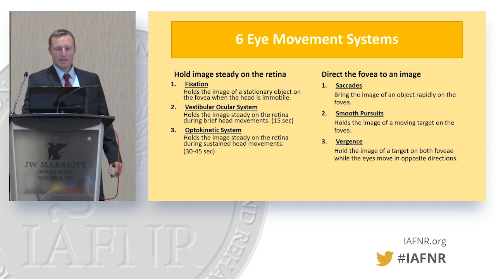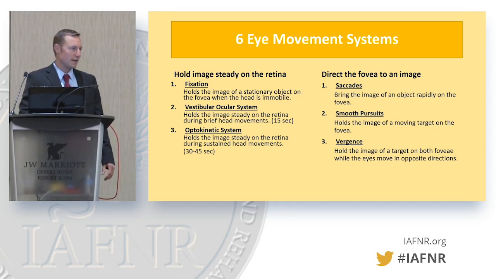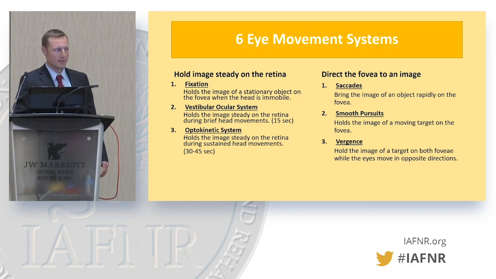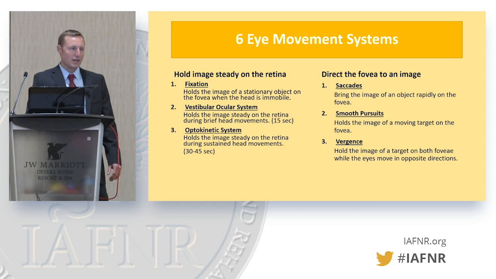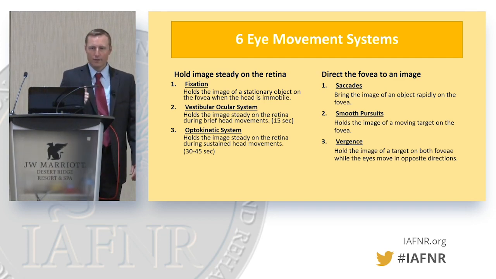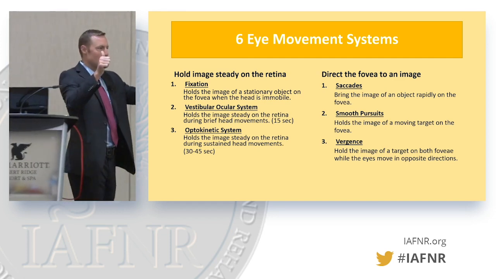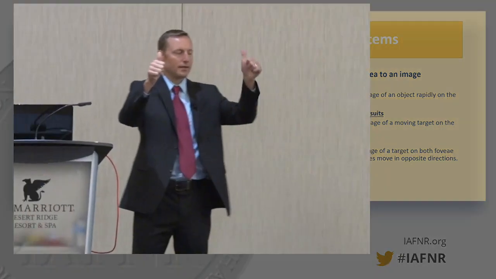The other systems direct the fovea to an image. So we've got saccades, pursuits, and vergence movements. Saccades bring the image of an object rapidly on the fovea. An example of a saccade is if I'm looking here on my thumb on the left, and then I move my eyes to my right thumb. That's a rapid movement. It's a saccade.